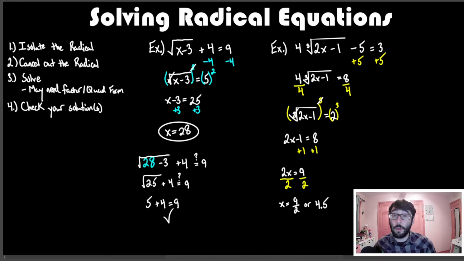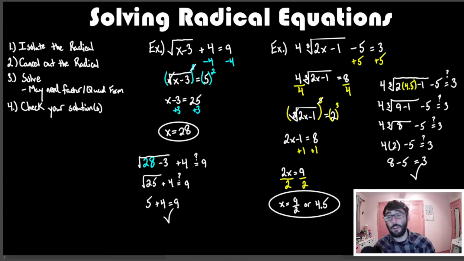But remember, we have to double check our answer. Now, with cube roots, it's actually not as important because the domain of a cube root is all real numbers, which means you can't really get extraneous solutions, but it's still a pretty good idea just to make sure. So I went ahead and plugged 4.5 in for x in our original equation. Notice 4 times the cube root of 2x, well, x we found to be 4.5, minus 1, minus 5. Want to see if that actually got us 3? And it did. So that would be our solution.